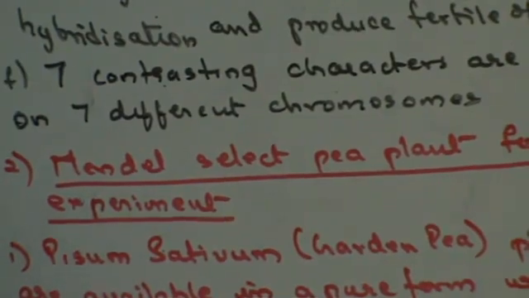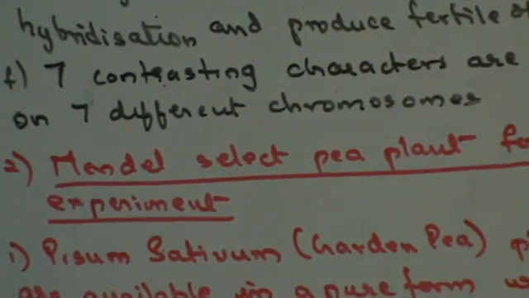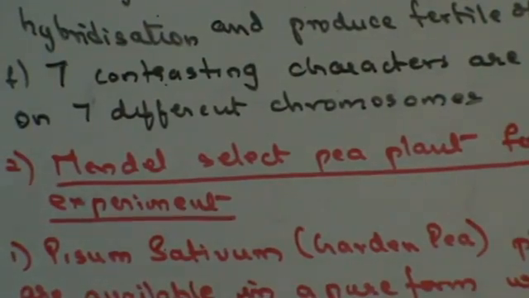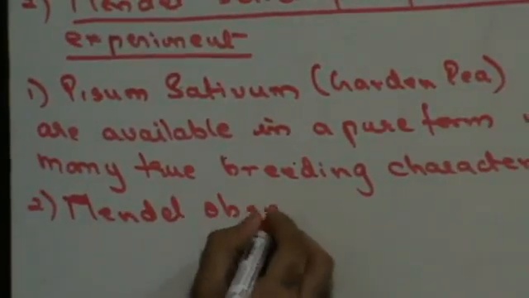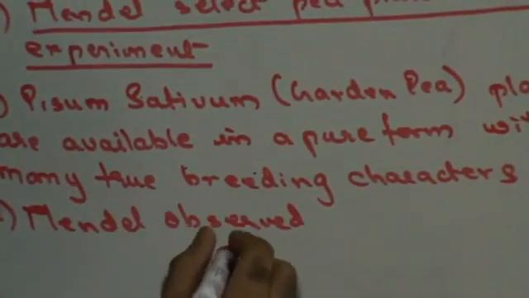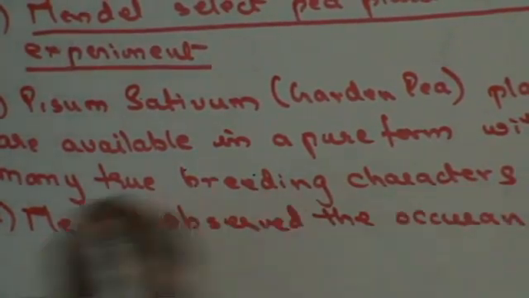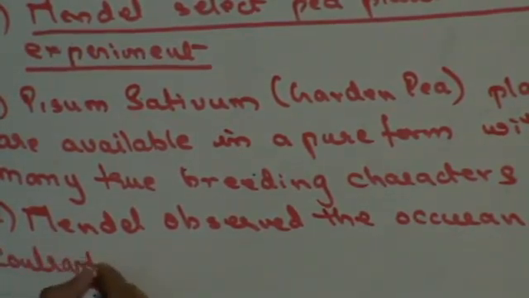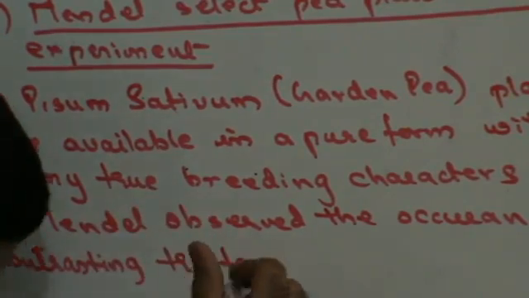Right? Next, Mendel observed that there is occurrence of contrasting traits in pea plant growing in his monastery, that we already discussed as a characteristic, that there are different characteristics that they have, right? So Mendel observed the occurrence of contrasting characters or traits in pea plant, right?